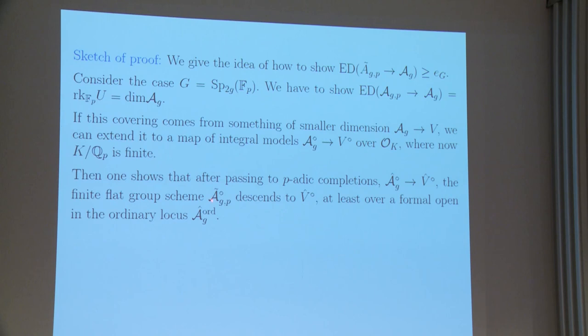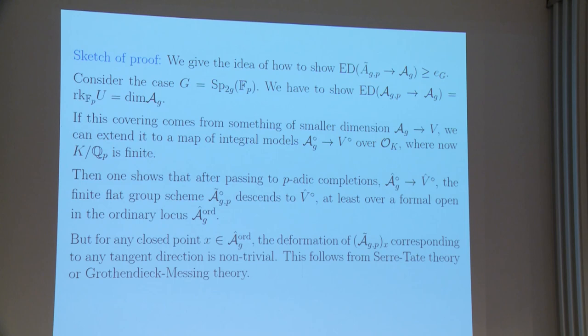And now you think about the deformation theory of these finite flat group schemes. So if you take any closed point in the ordinary locus, then in characteristic P, this is a closed point, then you can think about any tangent direction. If you go in any tangent direction, this gives you a deformation of the fiber of this finite flat group scheme at x. Okay, let's just say over the dual numbers.